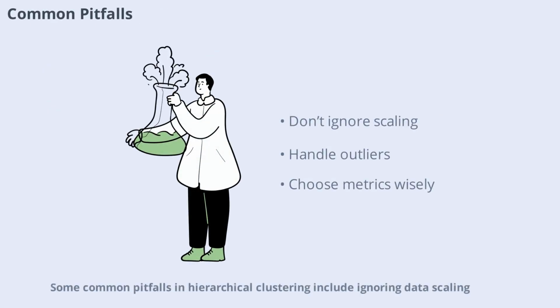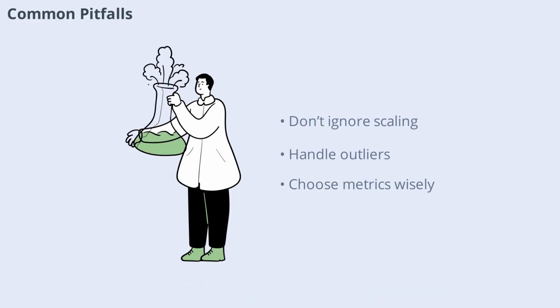Some common pitfalls in hierarchical clustering include ignoring data scaling, overlooking outliers, and choosing inappropriate distance metrics. These mistakes can lead to poor clustering results and misinterpretation of your data. Always take the time to prepare your data and carefully select your parameters to avoid these issues.